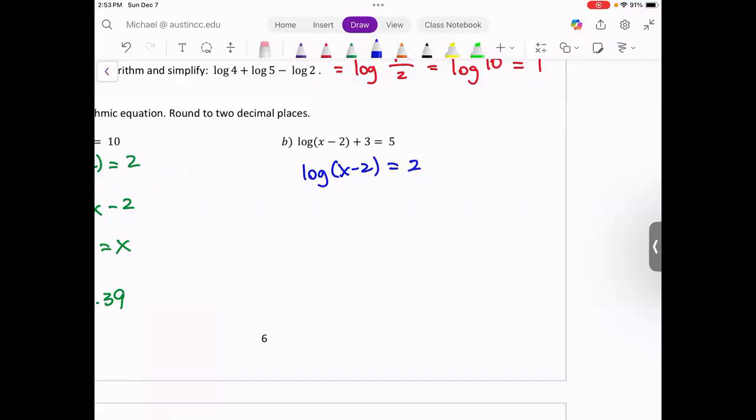Okay, now we'll convert it to an exponential. We have a log base 10. So that raised to the second power equals our argument of x minus 2. If we add 2 to either side, we get 10 squared plus 2 equals x. 10 squared is 100, plus 2 is 102. That's our answer.